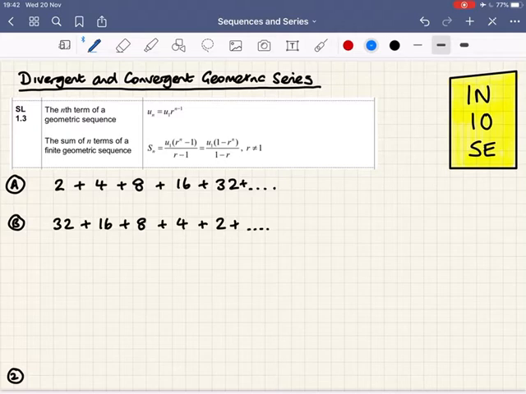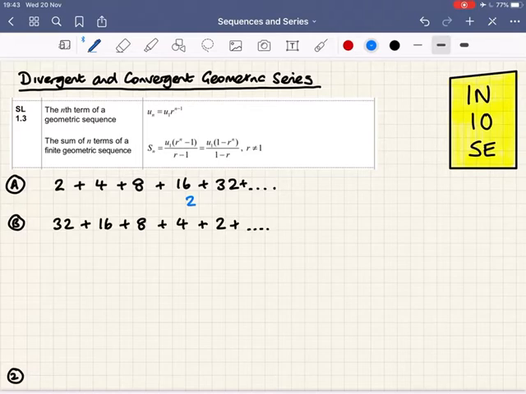So in the first one, 2, 4, 8, 16, 32 and so on, we've got a common ratio here of 2. That means every time we add a term, we're doubling the size. So the sum of this geometric series is getting bigger and by larger amounts every time.